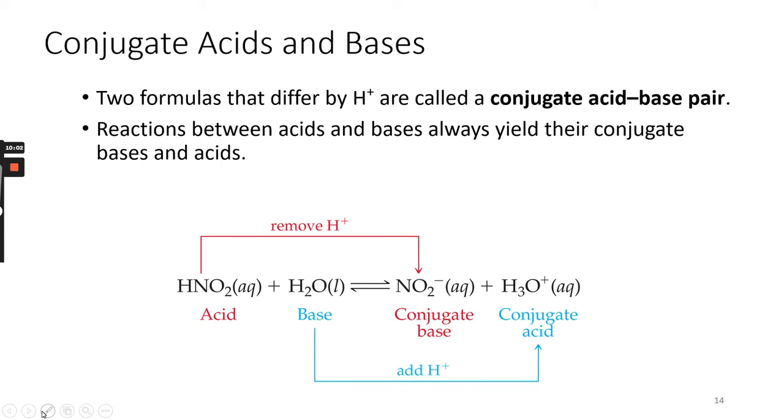So I mentioned something on the previous slide, a conjugate base. What are conjugates? Two formulas that differ by an H plus are called conjugate acid-base pairs. Reactions between acids and bases always yield their conjugates. So let's take this example here. We have HNO2 reacting with water, becoming NO2 minus plus H3O plus. First of all, what is happening here? This substance is donating a proton, so that is why it's the Bronsted-Lowry acid. Once it donates that proton, what does it become? It becomes NO2 minus, right?